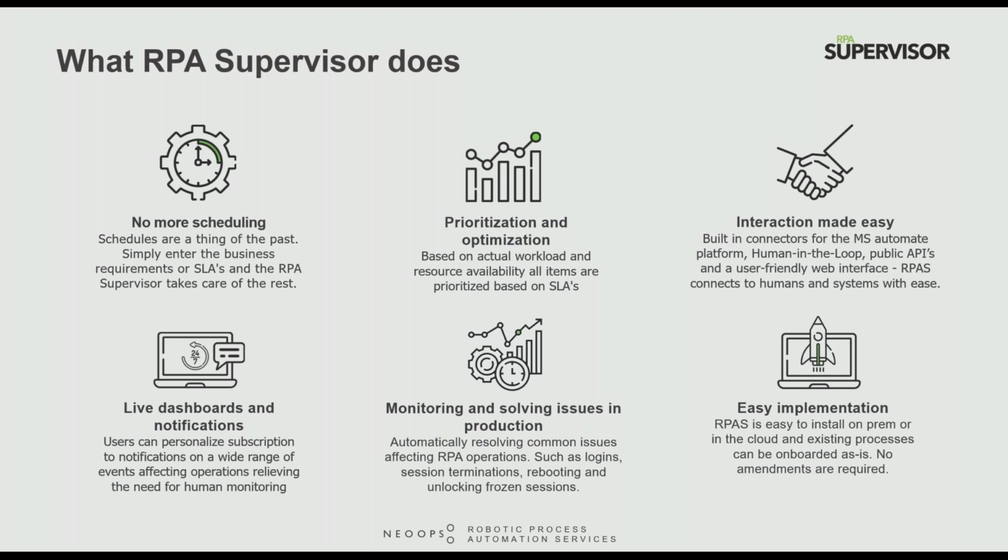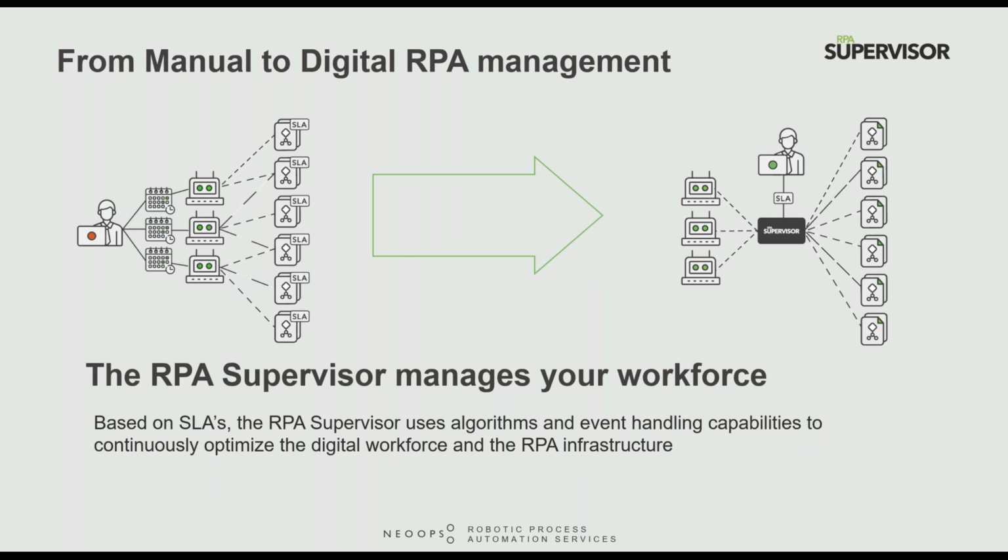So let me show you the transformation from your manual RPA management to digital, where in the manual the person is sitting and has to actually look at all the digital workforce, all the queues, all the items, and take care of that. In digital RPA management, you are just looking at RPA Supervisor and notifications coming from that, and you define SLA within RPA Supervisor. So it's a much easier life for someone who is sitting at the control room and watching the robots working.